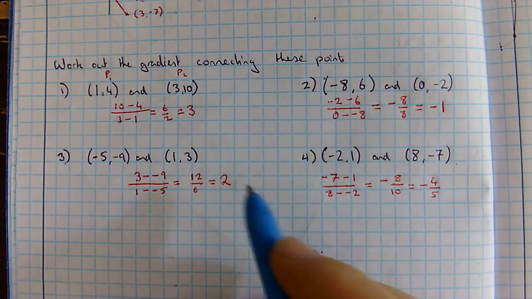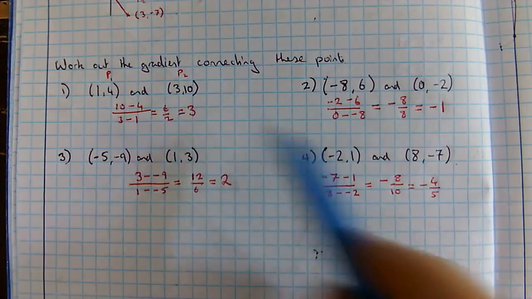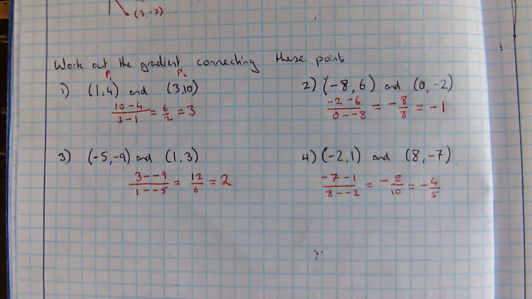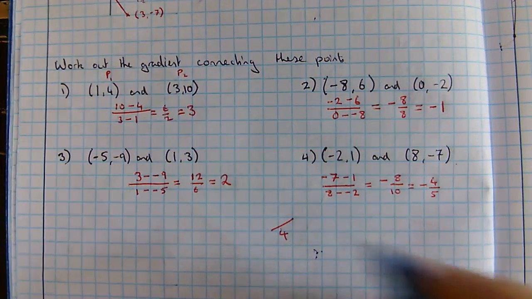Okay, so we should have got a gradient of 3 for the first one, minus 1, a gradient of 2, and then a gradient of negative 4/5. Give yourself a mark out of 4, please, for that. Well done.